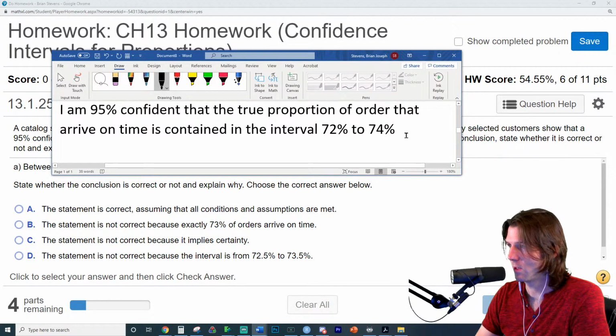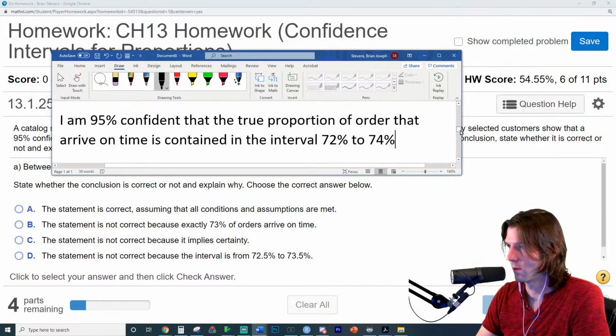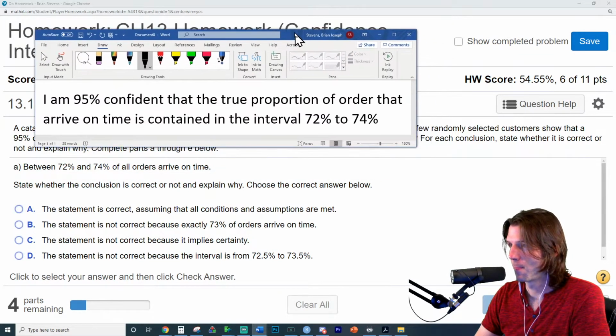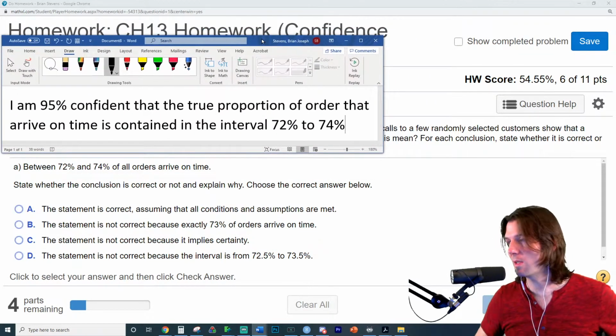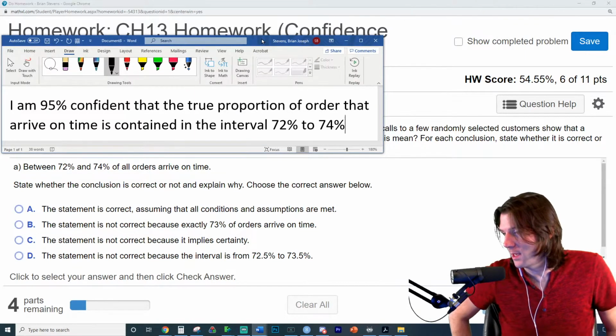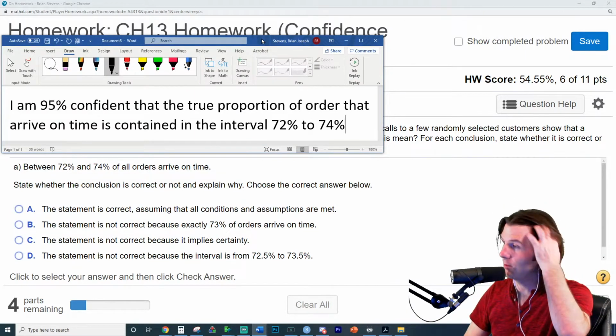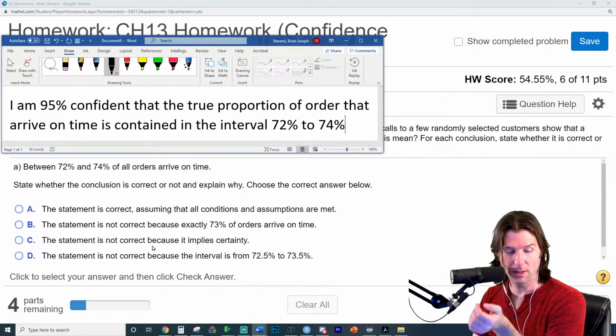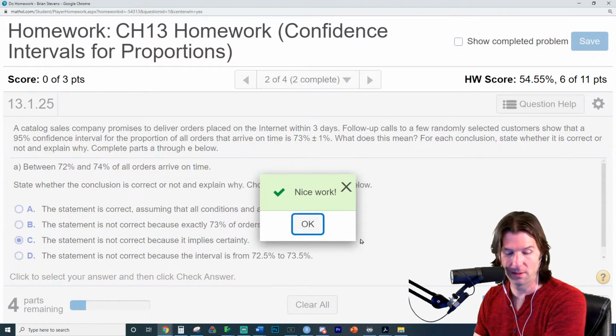So let's get the interpretation nice and perfect on the screen right here. There it is. There's our interpretation. And now let's take a look. This one says between 72 to 74% of orders arrive on time. This one right here doesn't even mention confidence at all. So it implies certainty. It's saying this is the amount of orders that will arrive on time. We don't say anything about the confidence, so that is definitely wrong.